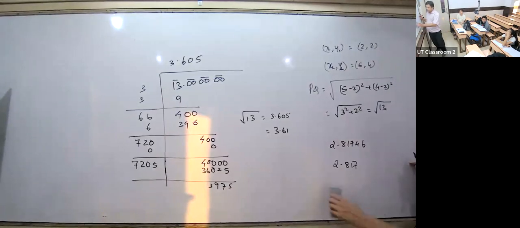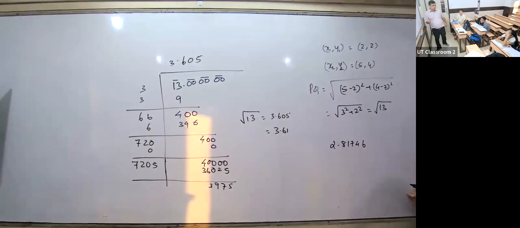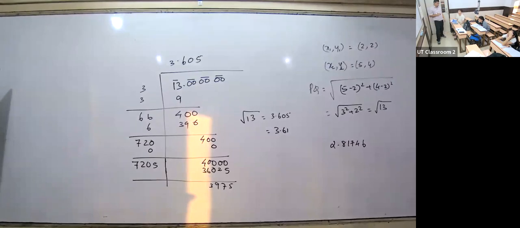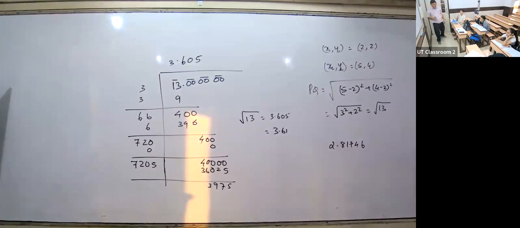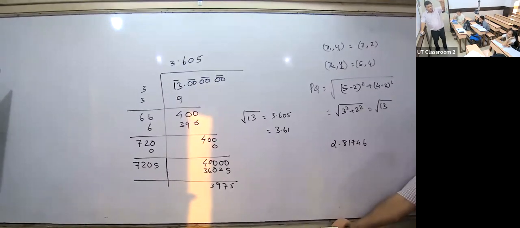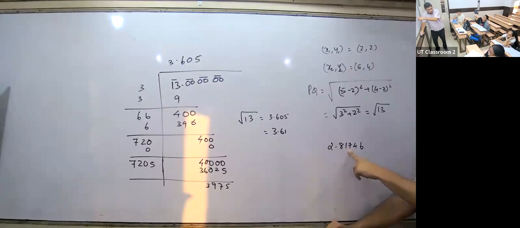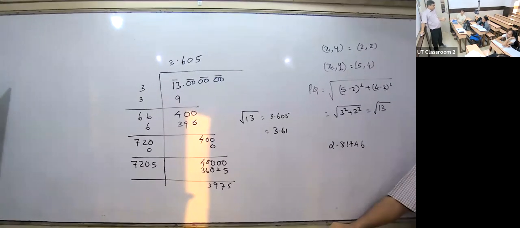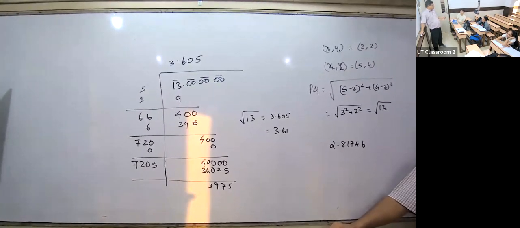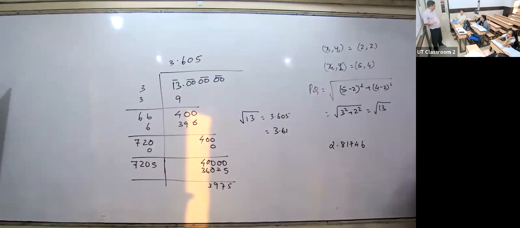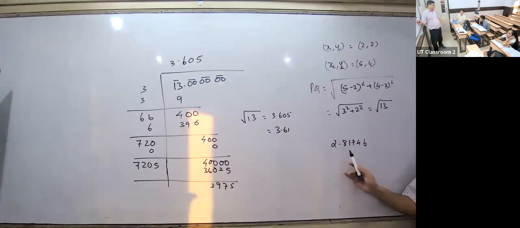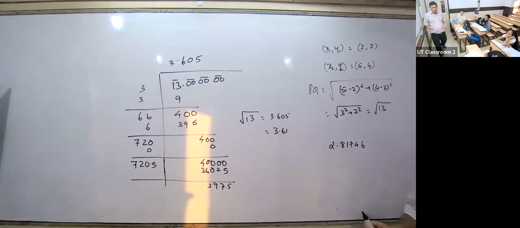If I want to round to 2 places of decimal, what will be the answer? 2.82. After 1, the next place is more than 5, so we have to add. Okay. Round to one place. To one place of decimal. 2.8. After 8, what is the next digit? 1, which is less than 5, so we do not need to add. So the answer is equal to 2.8.